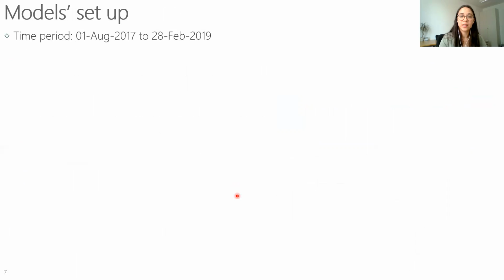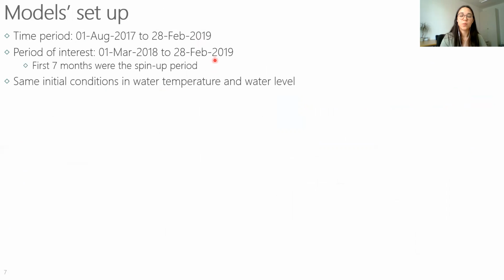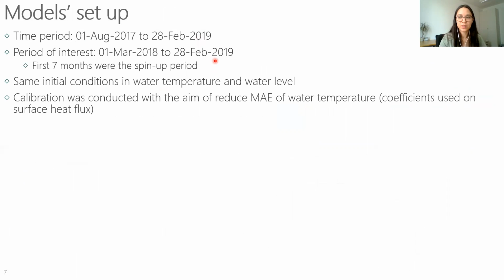We started in August 2017 and ended in February 2019. The period of interest starts in March 2018. When our measurement started, the first 7 months were the spin-up period. They all started with the same initial conditions in water level and in a mixed condition. And calibration was conducted with the aim to reduce the mean absolute error of temperature.